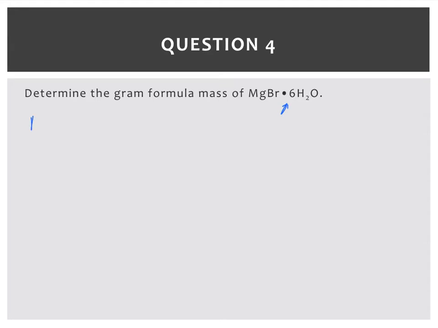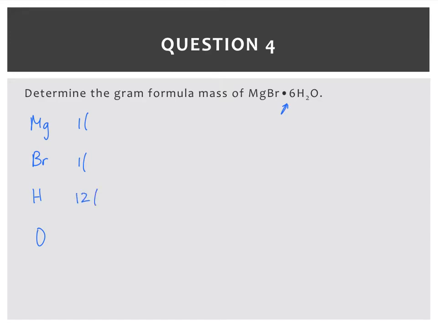Okay, so Mg, Br, hydrogen, and oxygen. Magnesium, here we have 1 of that. Bromine, we have 1 of that as well. Hydrogen here, it's 2 times 6, so you should get 12.